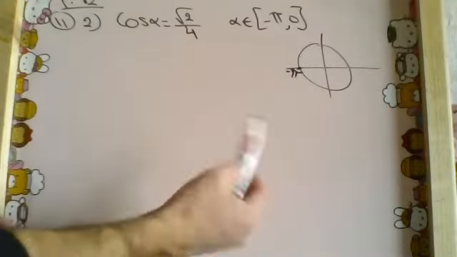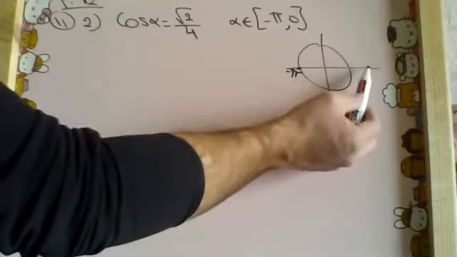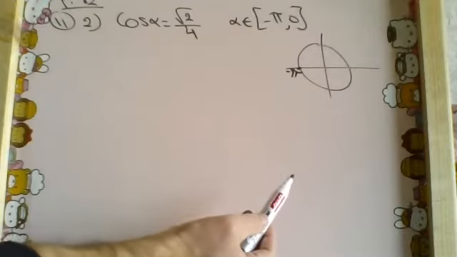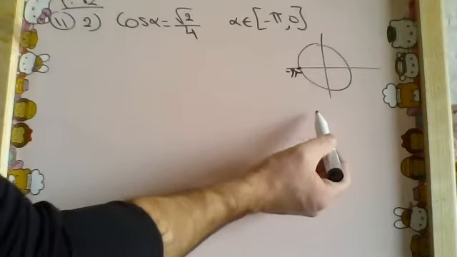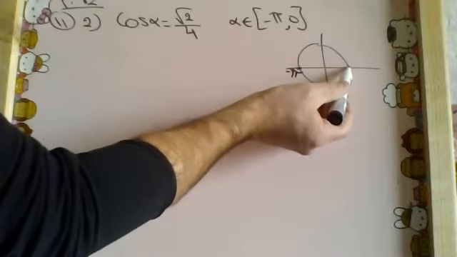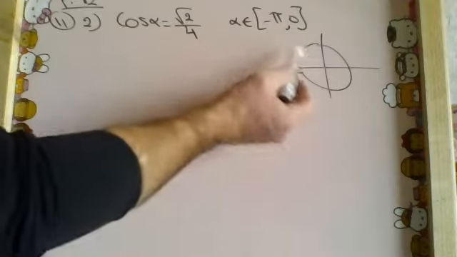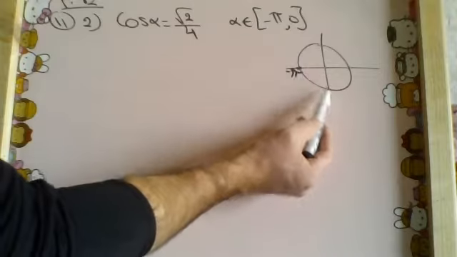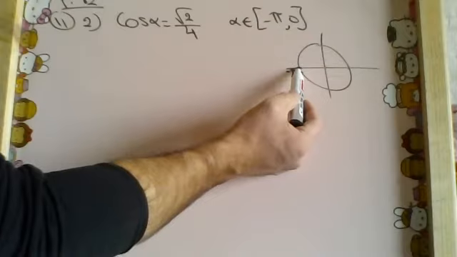Every quarter you move pi over 2. In case you have negative, you move in the clockwise direction. In case positive, you move in the counterclockwise direction. Here you have 0. Negative pi over 2 will be here, negative pi here, negative 3 pi over 2, negative 2 pi, negative 5 pi over 2, negative 3 pi and so on. In case you have positive, you move counterclockwise: pi over 2, pi, 3 pi over 2, 2 pi, 5 pi over 2, 3 pi, and so on.